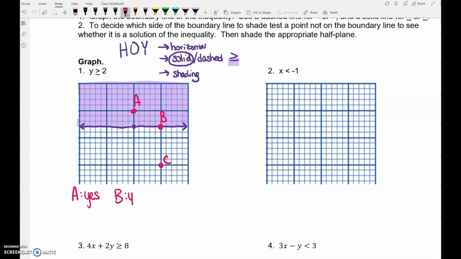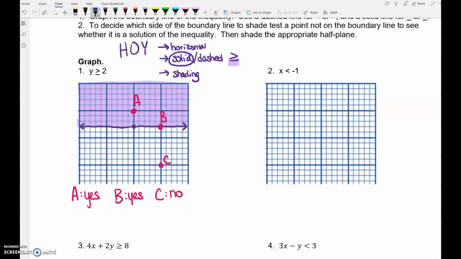Yes. Yes, why? It's on a solid line. Solid lines are part of the shading. Dashed lines indicate that it's like a boundary between where it's shaded and where it's not. Solid lines are shaded. Is point C a solution to the inequality? No. All right, next up we have Vux.